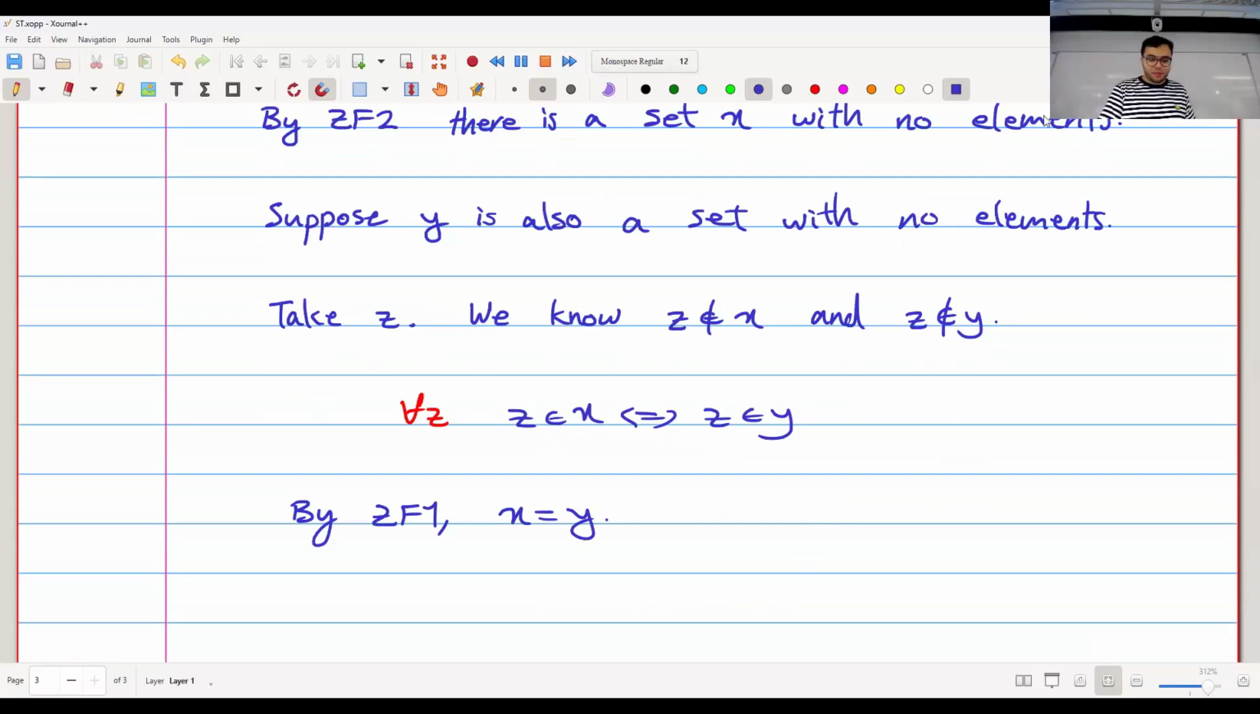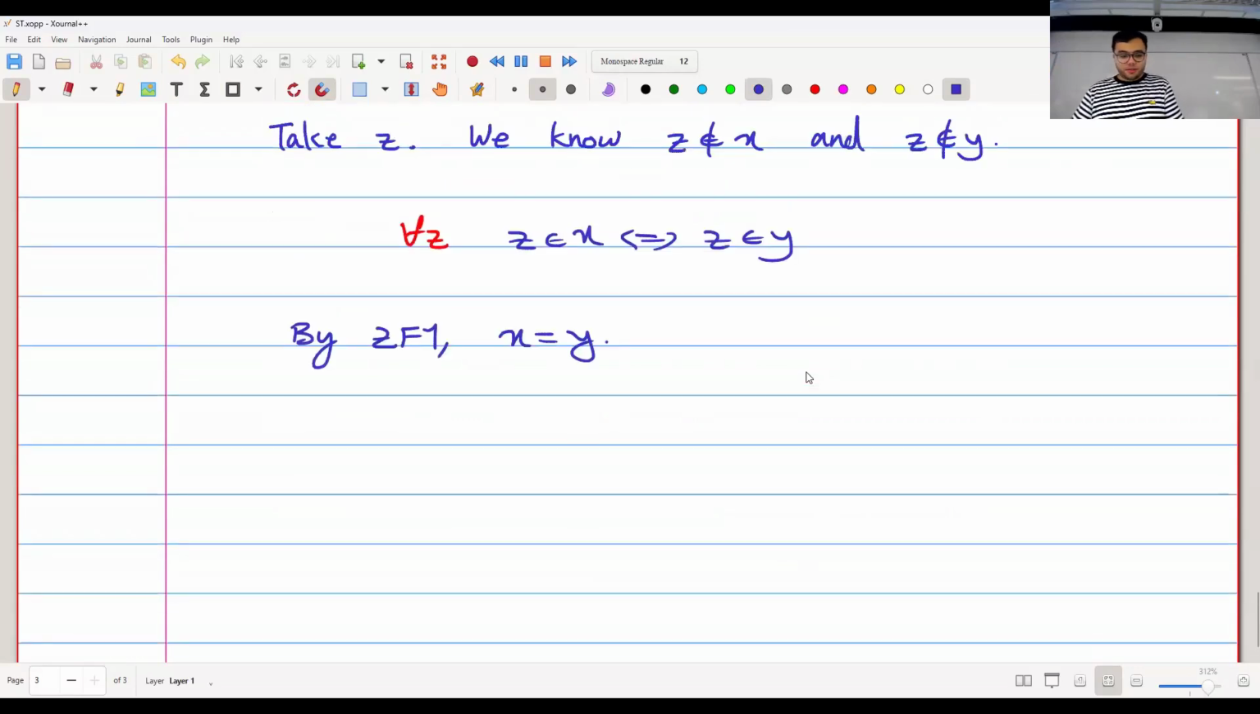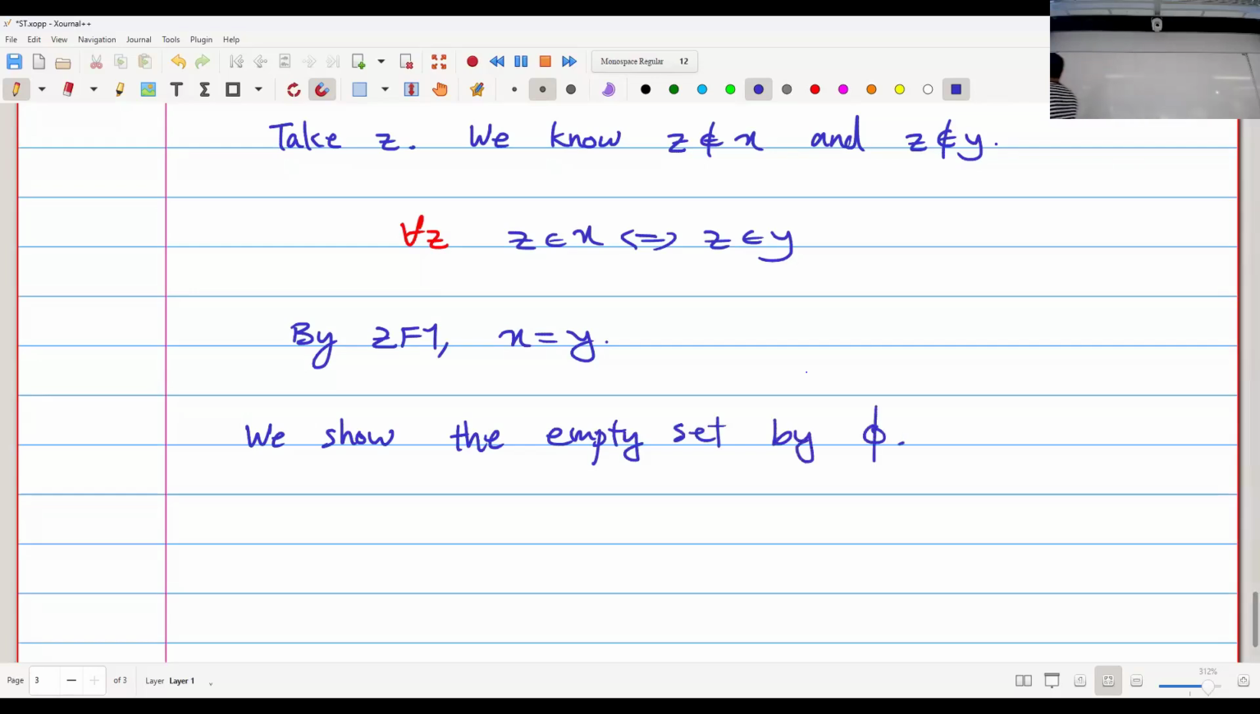So we proved that there is a unique empty set, and now we're going to give it a symbol. We're going to show it with the empty set symbol, like this.